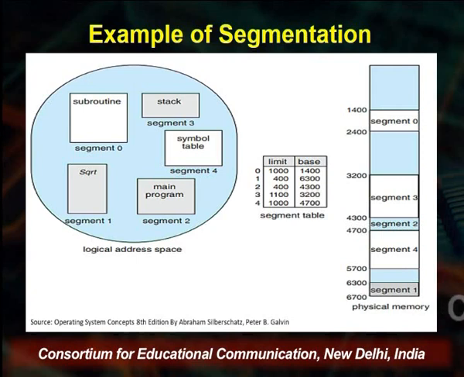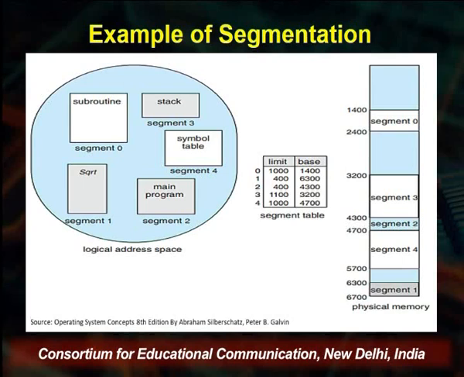Now let us take a look at another segment, segment number 1, which starts from 6000 and the limit is 400. So this will start from 6300 and go till 6700, as you can see at the end of the physical memory. Then we have segment 2, which also has a limit of 400, starting from 4300. Then we have segment 3, which starts from 3200 and has 1100 as the limit.